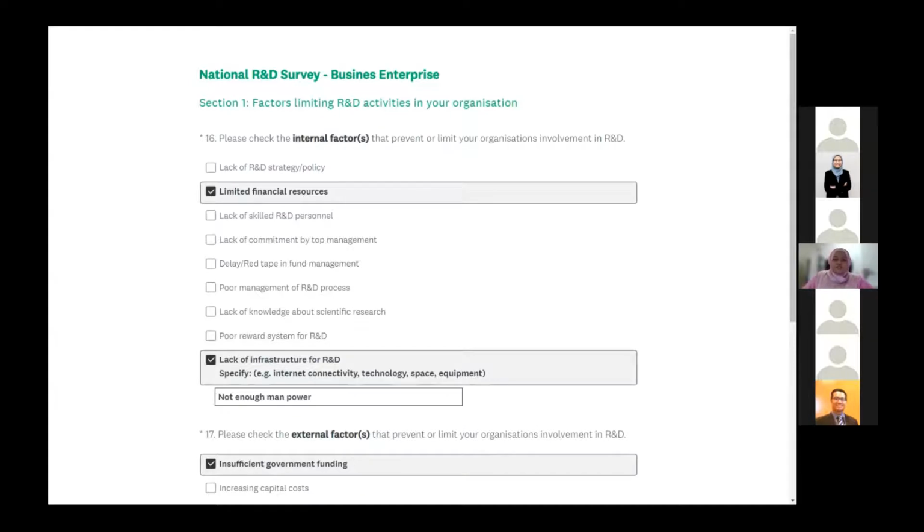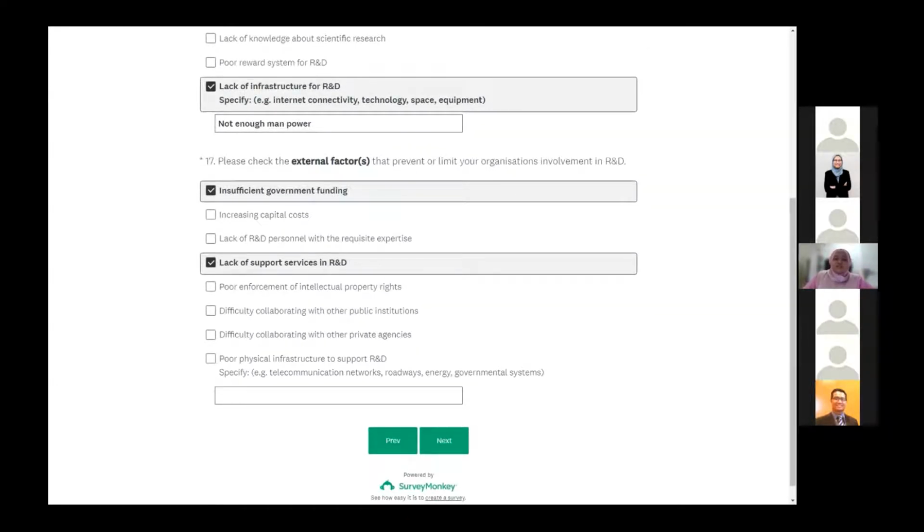For question 17, which are external factors, refers to funding from outside. That means you did not get any grant, you did not fulfill some criteria, or maybe there was a lack of support services in R&D, or even difficulty with collaborating with public institutions. Because we understand some companies, especially small ones, need help from public institutions or private agencies in order to do their R&D. The last checkbox in question number 17 refers to poor physical infrastructure, which refers to things that are out of your company's or organization's capability.